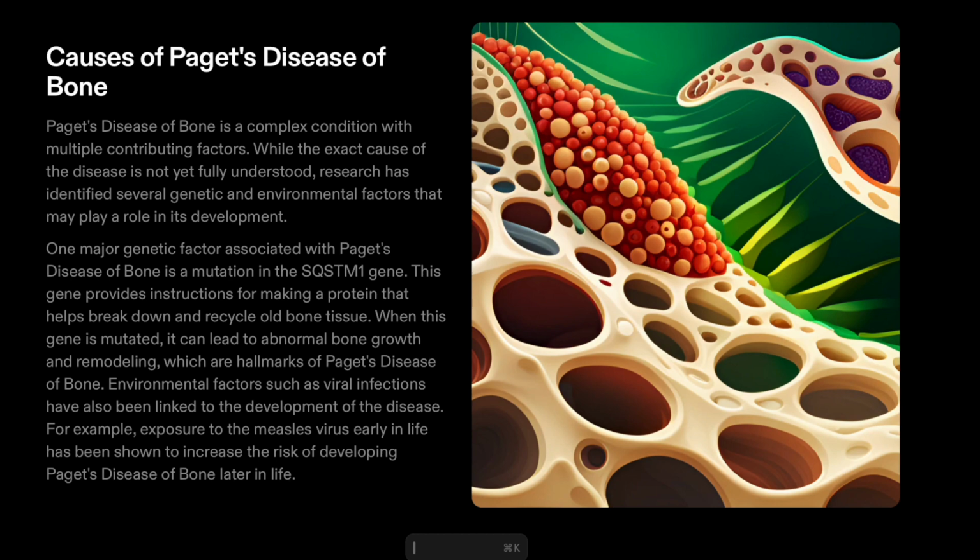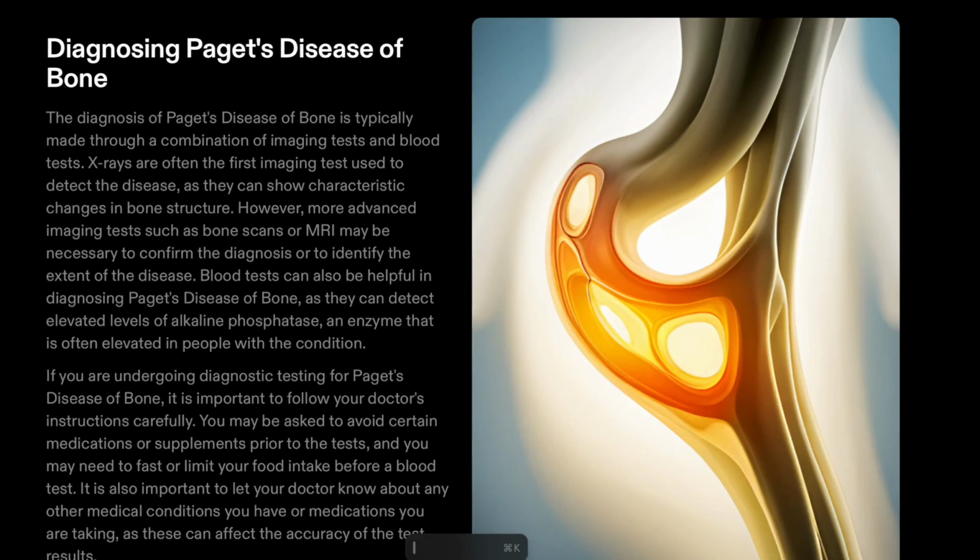Diagnosing Paget's disease of bone. The diagnosis of Paget's disease of bone is typically made through a combination of imaging tests and blood tests. X-rays are often the first imaging test used to detect the disease, as they can show characteristic changes in bone structure. However, more advanced imaging tests such as bone scans or MRI may be necessary to confirm the diagnosis or to identify the extent of the disease. Blood tests can also be helpful in diagnosing Paget's disease of bone, as they can detect elevated levels of alkaline phosphatase, an enzyme that is often elevated in people with the condition.